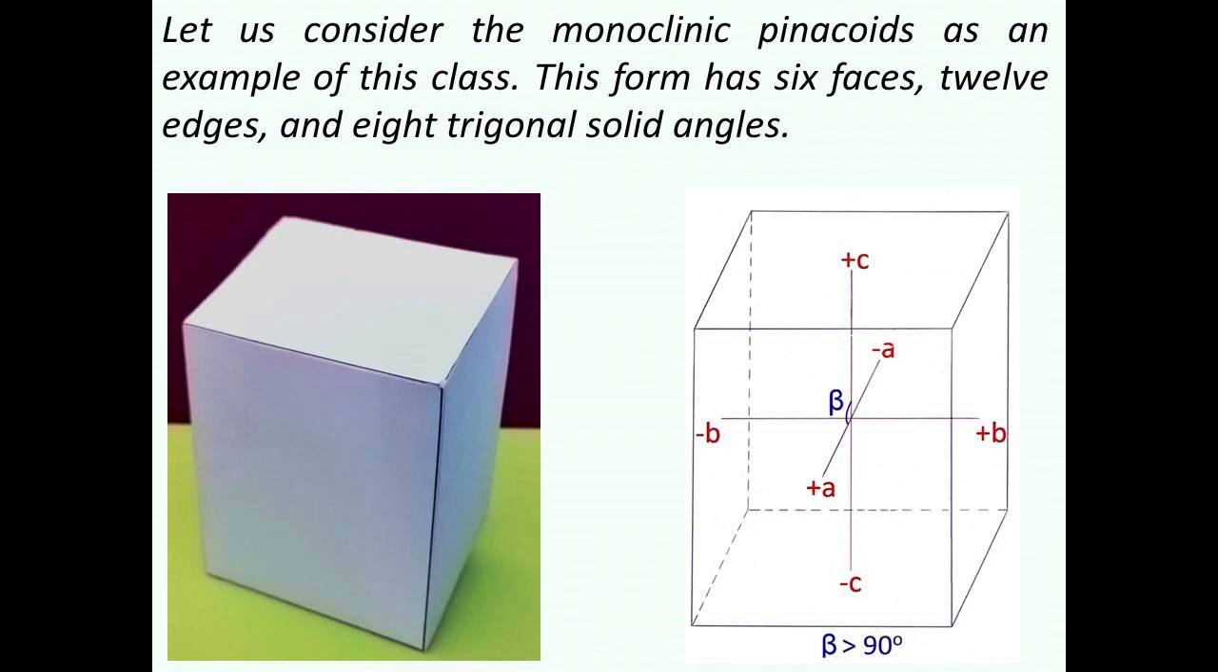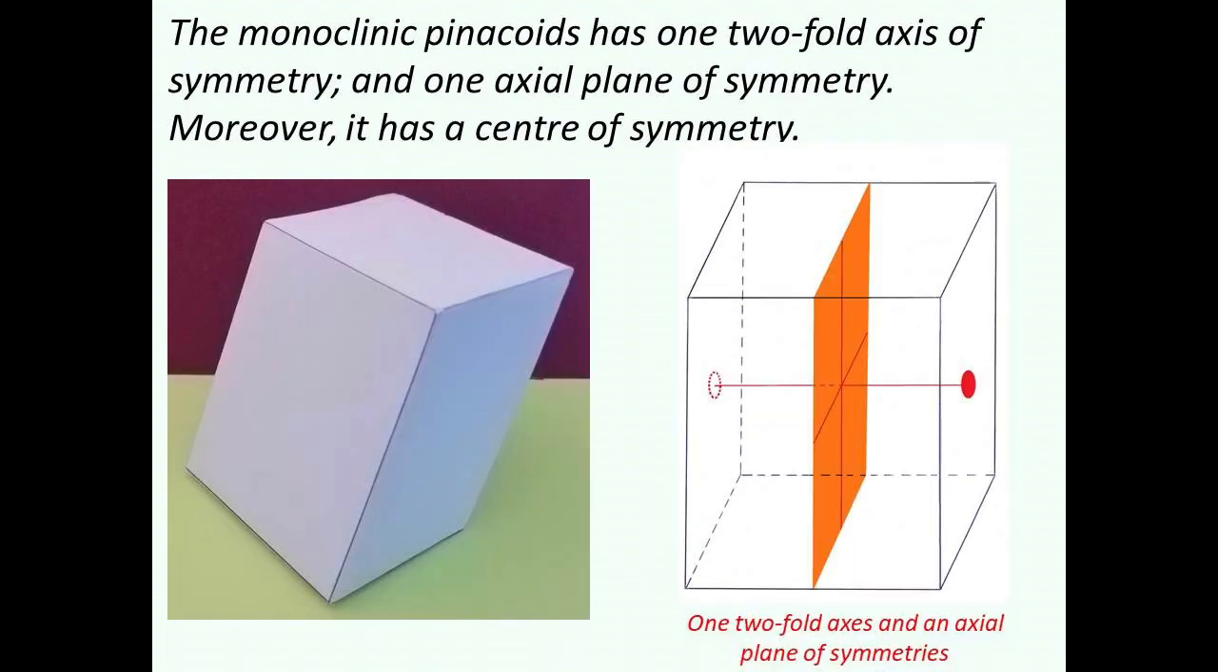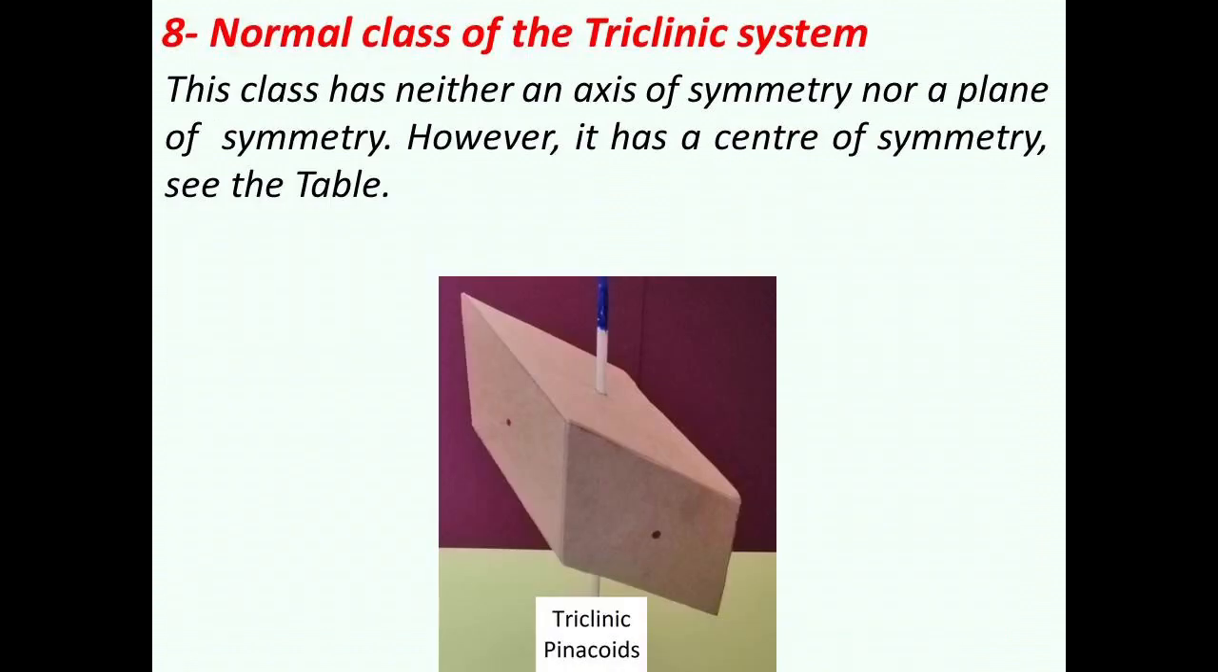Let us consider the monoclinic pinacoids as an example of this class. This form has 6 faces, 12 edges, and 8 trigonal solid angles. The monoclinic pinacoids has 1 2-fold axis of symmetry and 1 axial plane of symmetry. Moreover, it has a center of symmetry.